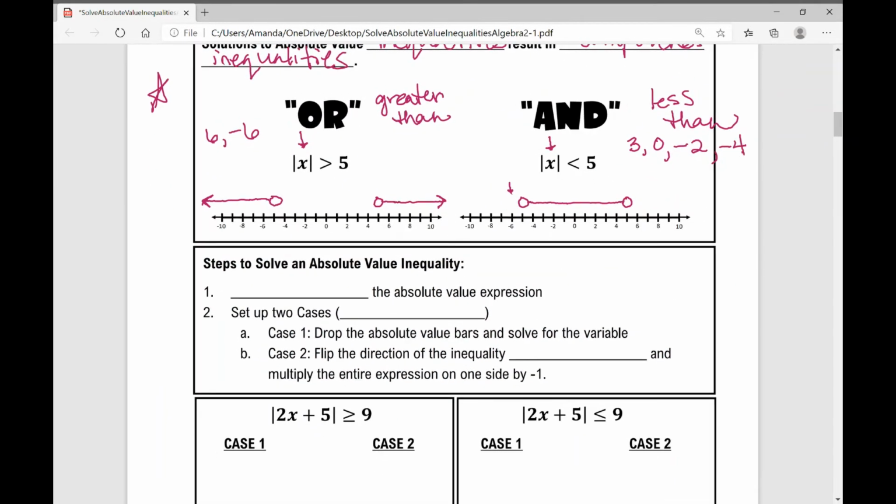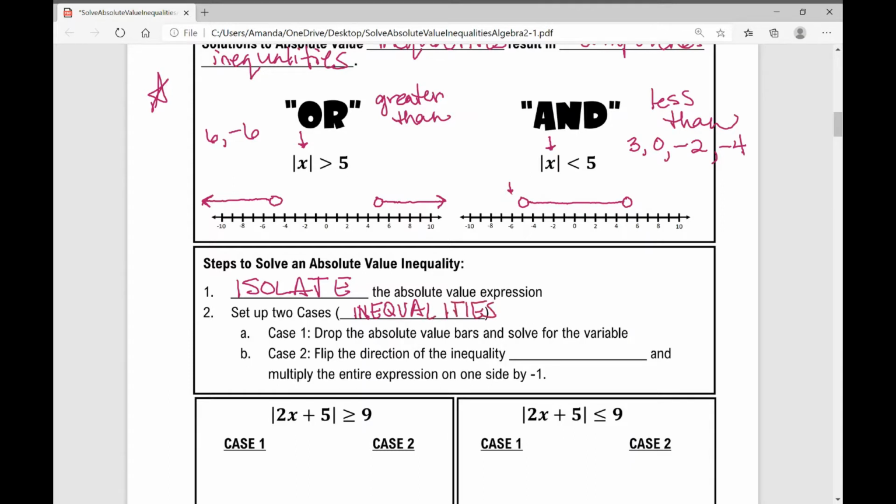The steps to solve an absolute value inequality: just like when you solve an equation, you're going to want to isolate the absolute value expression. You do that using the same process that we used yesterday, and you'll set up two cases just like we did with equations, except this is going to deal with inequalities. Now, what do your cases look like?